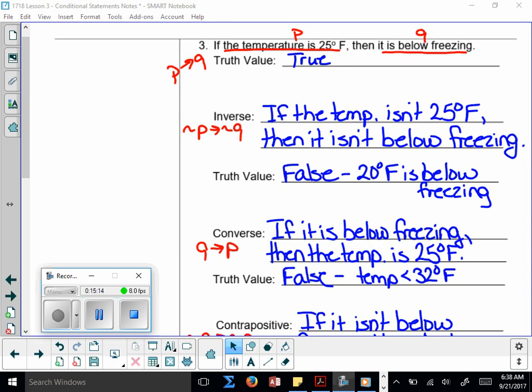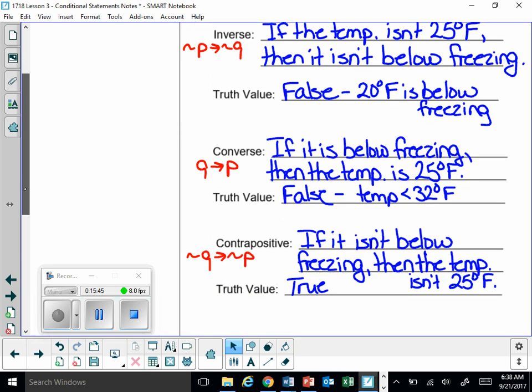My conditional, if P then Q, was a true statement. I like 25-degree temperature, especially if there's a little precipitation on the ground. We might get a delay or even a snow day. The inverse is false, however, right? There are other temperatures other than 25 degrees that are also below freezing. The converse was also false. Any temperature below 32 degrees Fahrenheit is freezing. It doesn't have to be 25 degrees. And for our contrapositive, it's true. If you're not below freezing, you can't possibly be 25 degrees Fahrenheit.